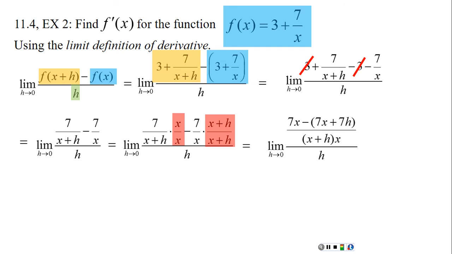So I got a common denominator, so I put my common denominator together, and I'm combining the numerator part on top. I went ahead and wrote 7x minus, parentheses, 7x plus 7h. I'm going to distribute that negative on top. So now I have 7x minus 7h.